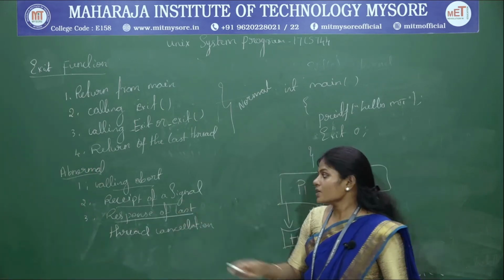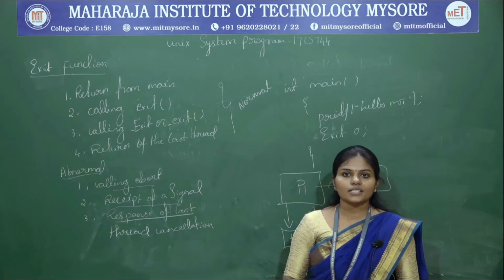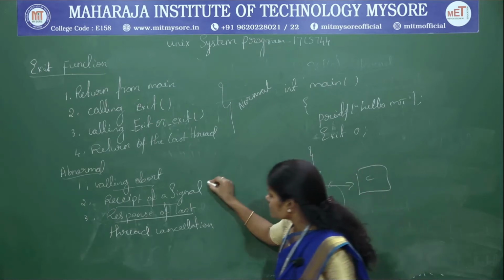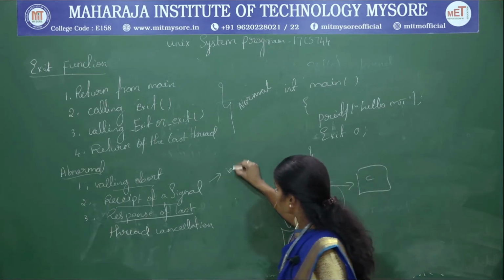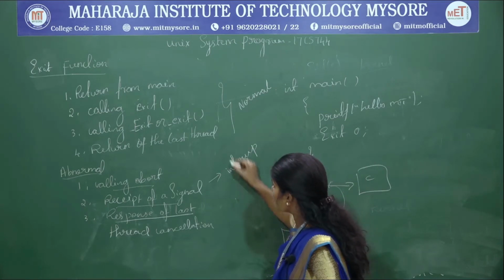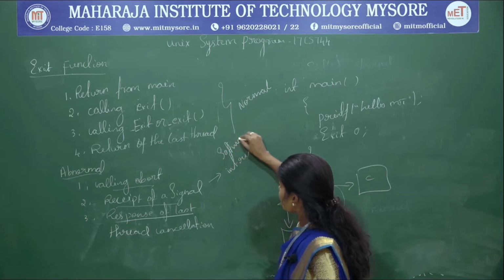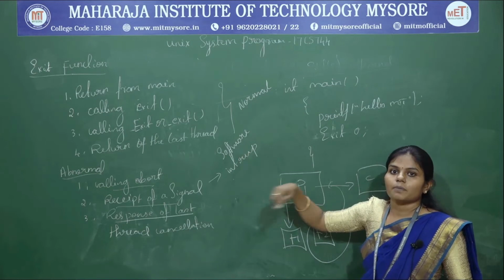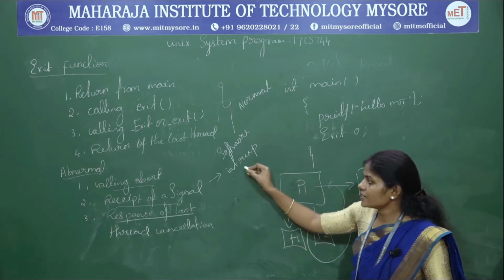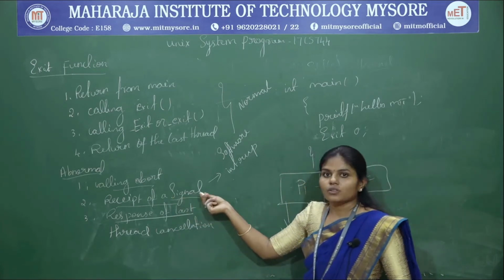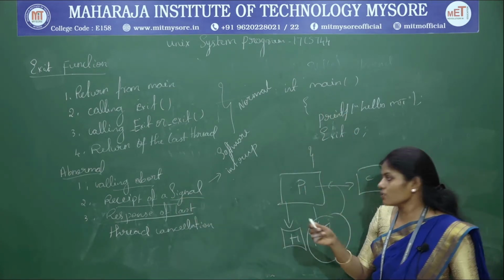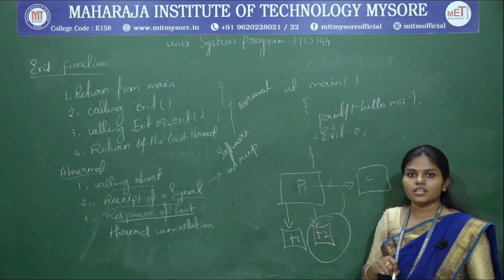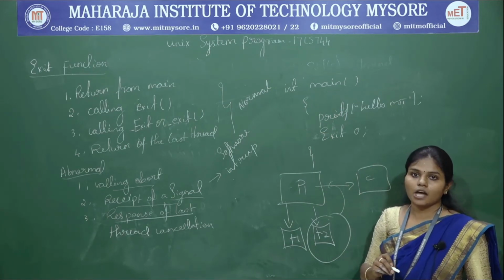The second one is the receipt of a signal. We know that a signal can be generated by the user or the kernel. A signal is nothing but a software interrupt. While executing the program, if the user interrupts, for example by pressing escape, it generates a signal. When the kernel gets the signal, it stops executing this program and terminates it abnormally.